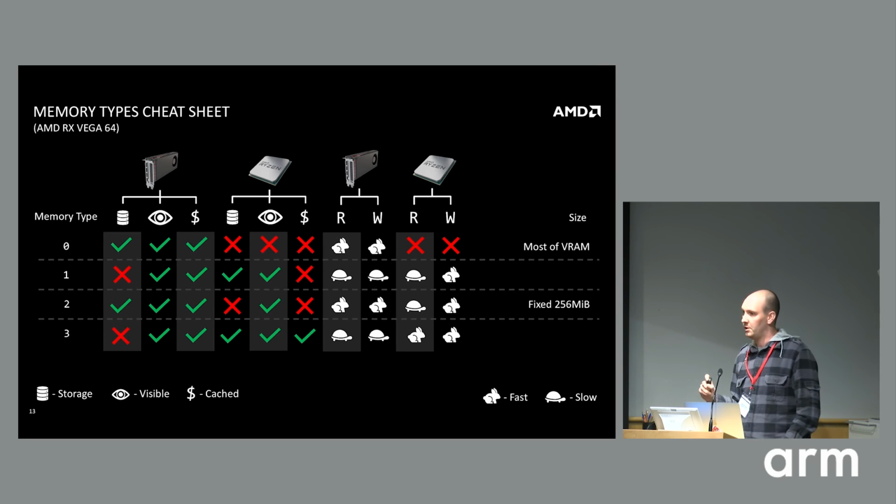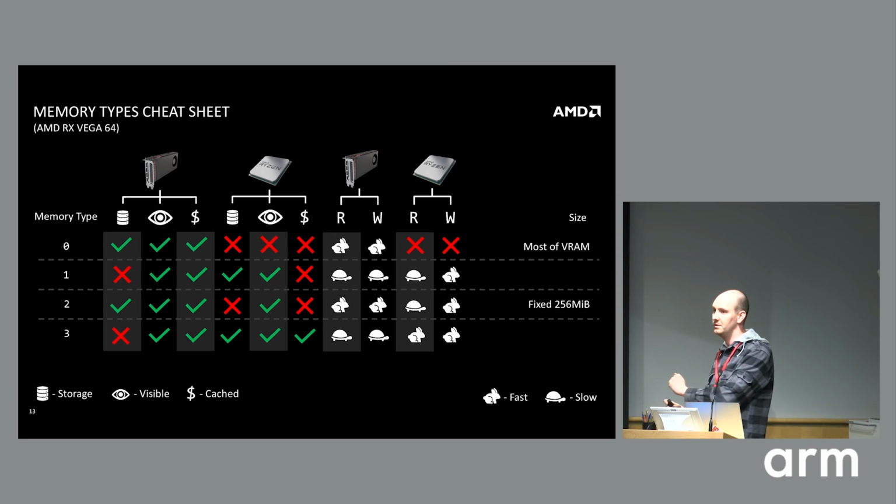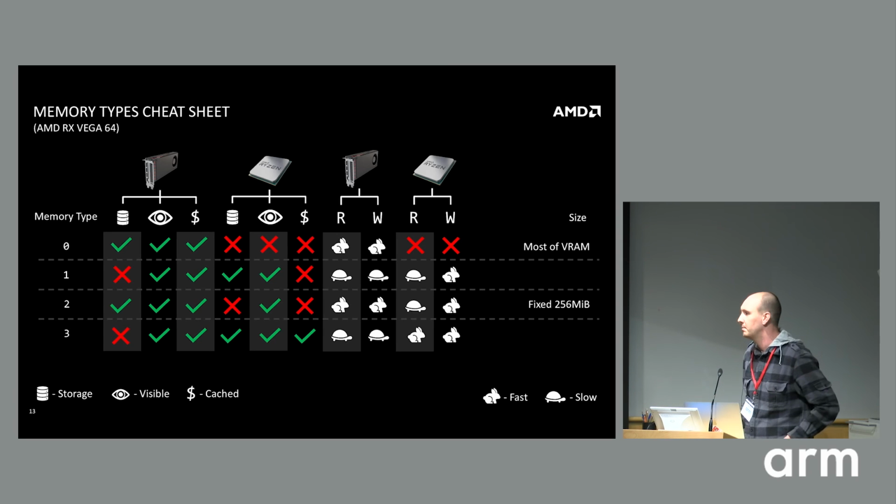For reading on the CPU, that's going to be a tortoise because it's uncached memory. So it's not going to live in our CPU's cache hierarchy. So every time we read, it's going all the way to memory and bringing it back in. Writes, however, get a hare. And the reason is because of write combining. So if you write nice, linear, sort of streaming type of model to this memory, it's going to be nice and quick. So that's type 1.